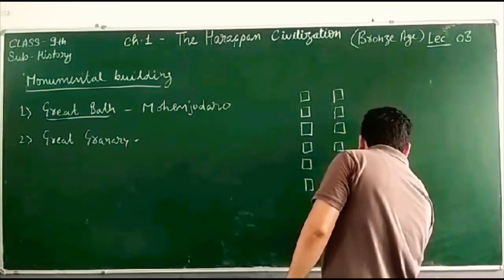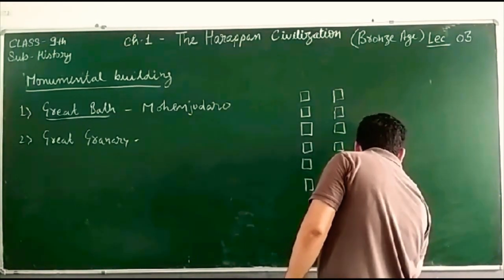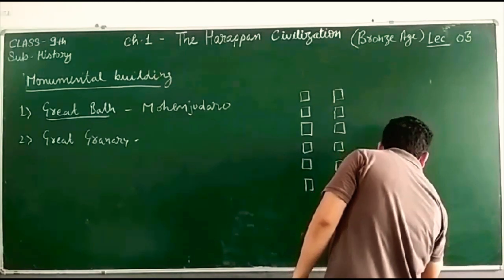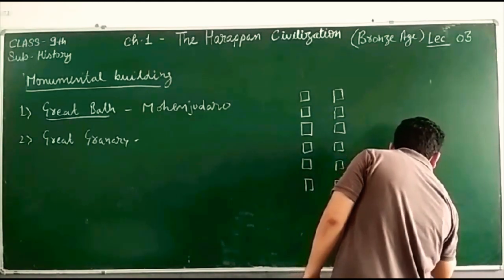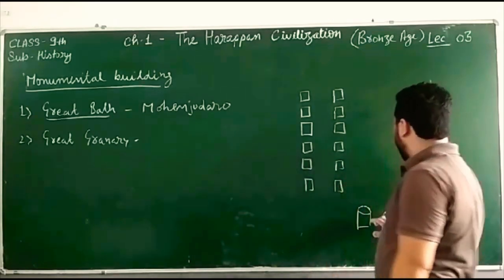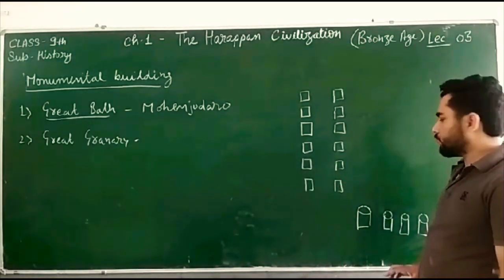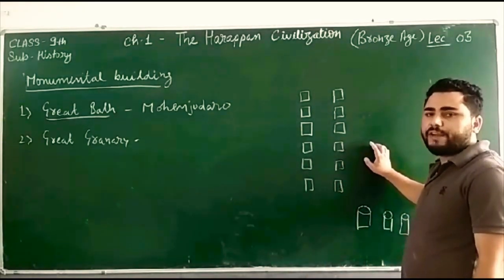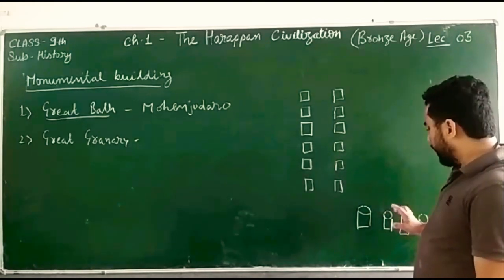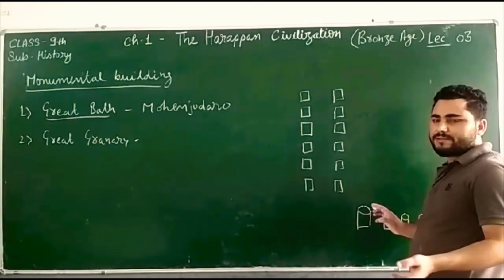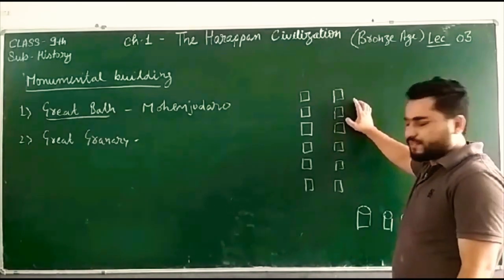And there were also circular platforms. These types of circular platforms or rows of circular platforms were also there. On these platforms, they used to thrash their barley and wheat. Okay, and after that, they used to take out the seeds, and used to store them in these granaries.